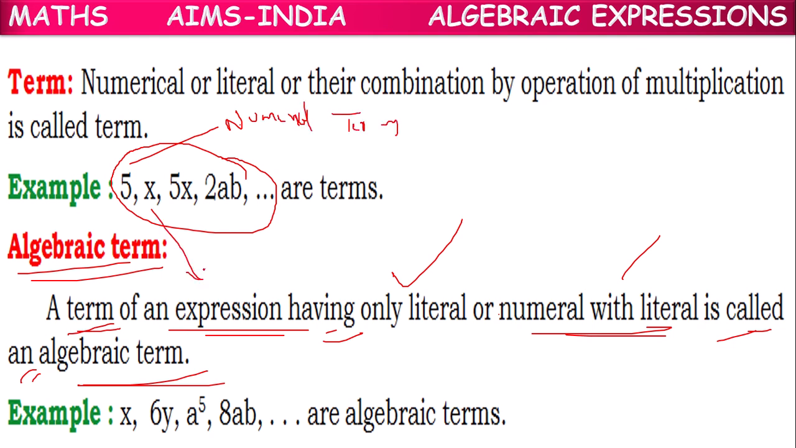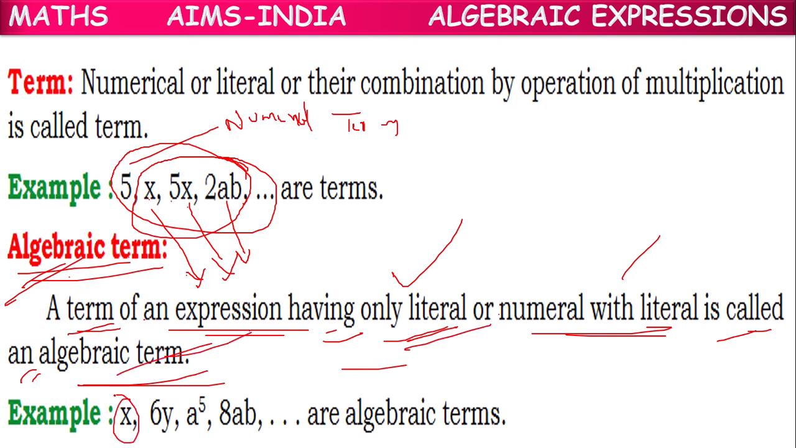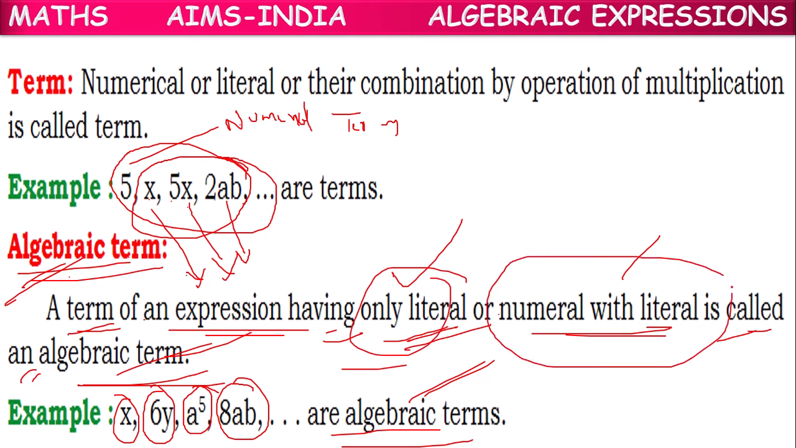But this x has a literal, and the other has a combination of both. These three are considered as algebraic terms because they have either only a literal or a numeral with a literal. These types of terms we call algebraic terms. For example, x, 6y, a to the power of 5, 8ab, these are all algebraic terms because they have either only a literal or a numeral with a literal.